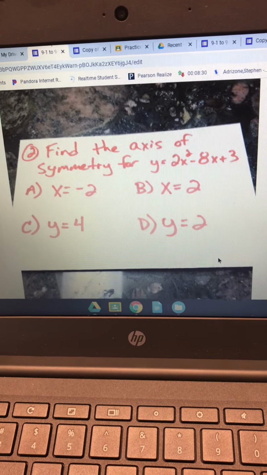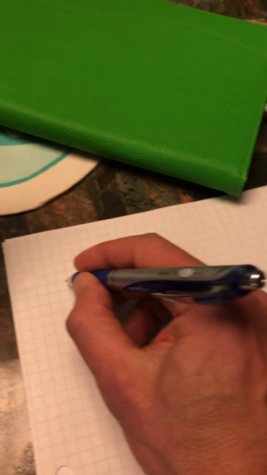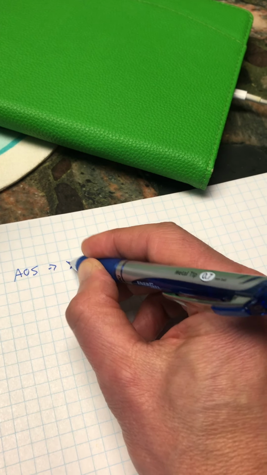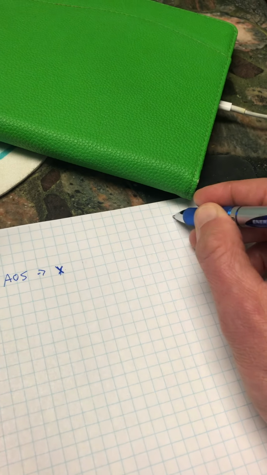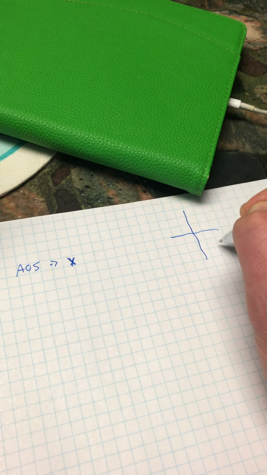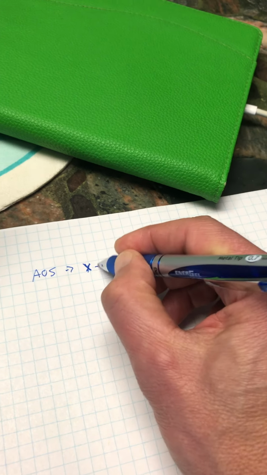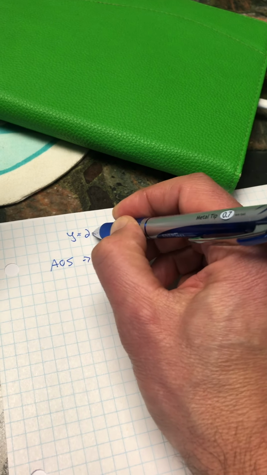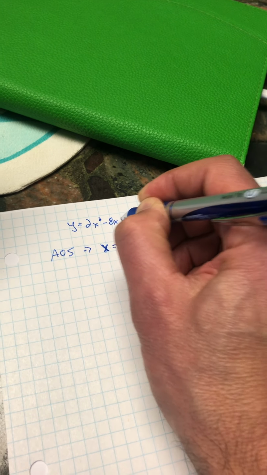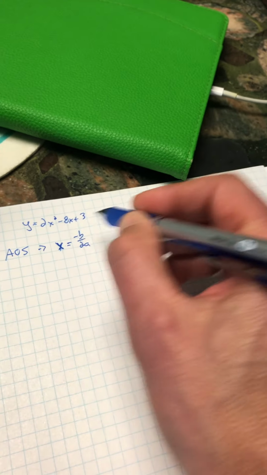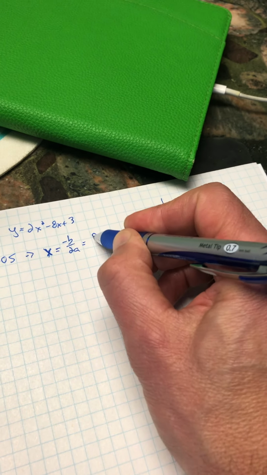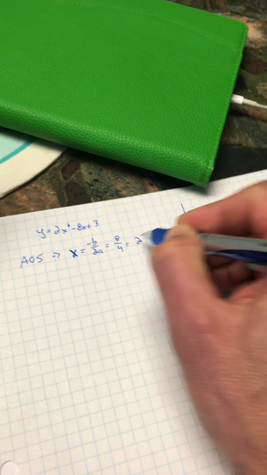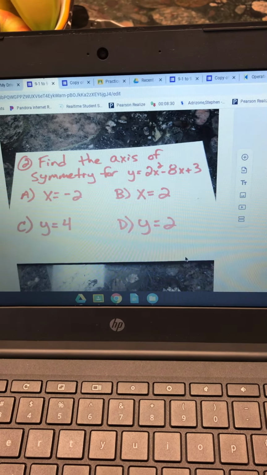Find the axis of symmetry. All right, now axis of symmetry, we know that it's the x value, it's that vertical line. So when we graph it, wherever it is, it's going to be a dotted line straight up and down. That's an x equals line. It's the opposite of b over 2a. This was y equals 2x squared minus 8x plus 3. So I just plug this in, so the opposite of negative 8 would be 8 over 2 times 2, which is 4. So therefore x equals 2 would be the correct answer for that guy.